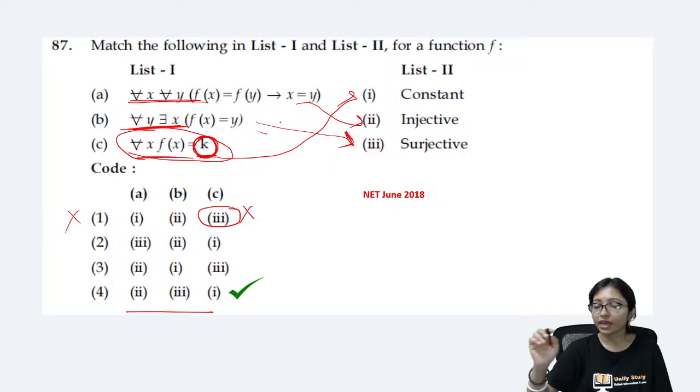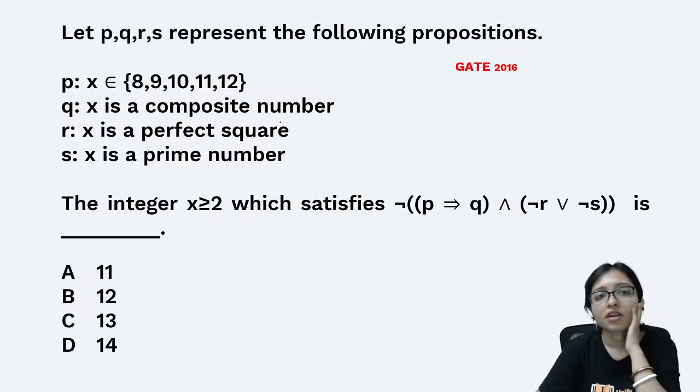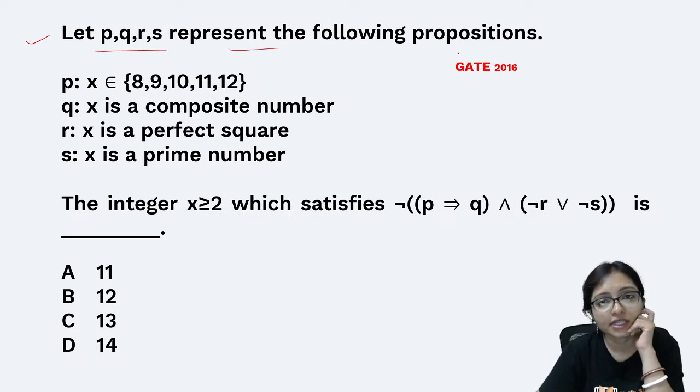Clear? Okay, every concept will mix together. Now do this one. P, Q, R, S represent the following proposition. This is the proposition given here, and from this proposition you have to find the answer.